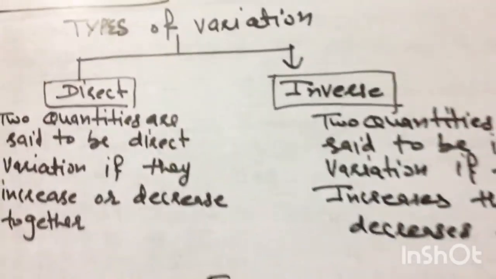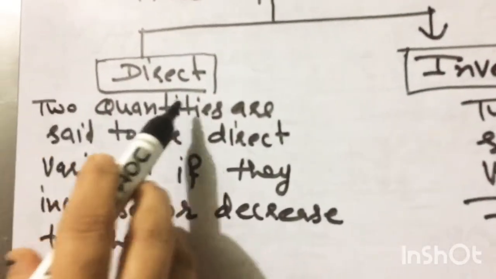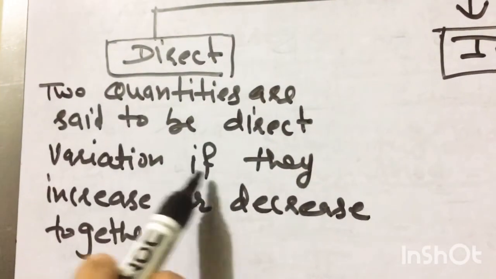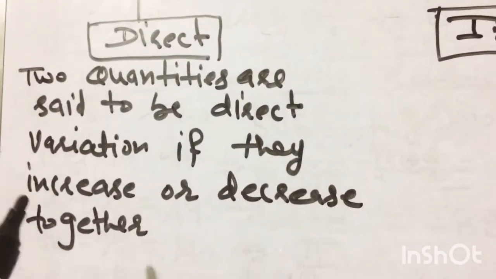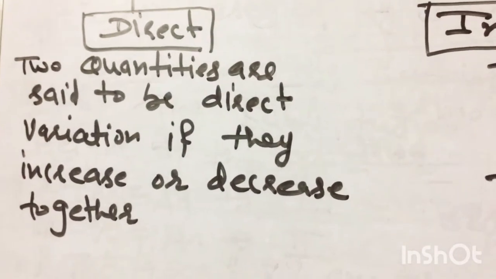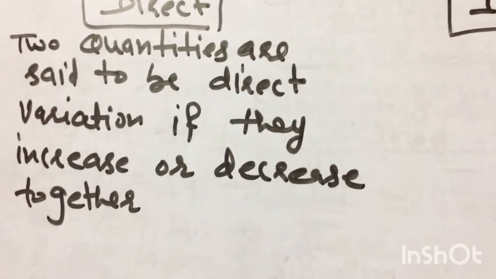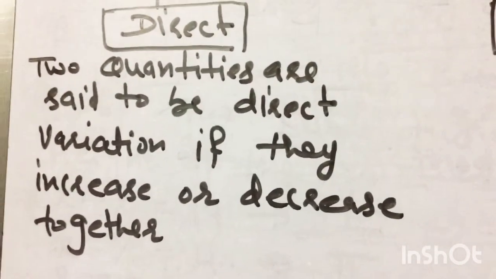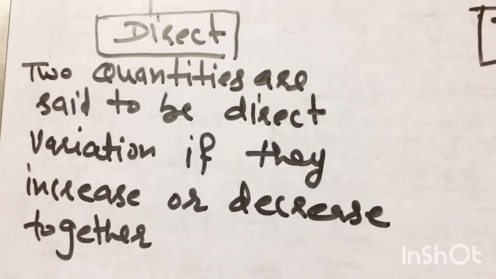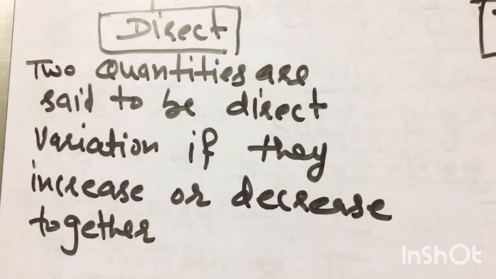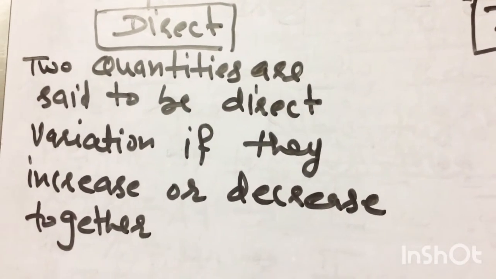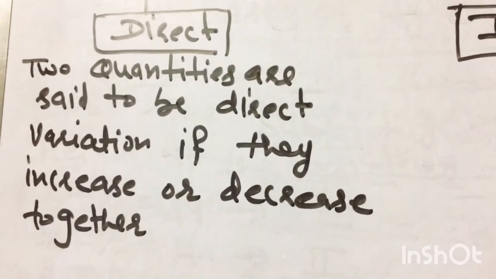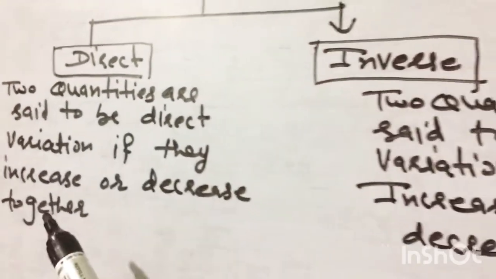What is direct variation? Two quantities are said to be in direct variation if they increase or decrease together. Both the quantities increase, or both equally decrease. For example, the consumption of petrol and the distance traveled by a vehicle is an example of direct variation. More petrol will cover more distance by the car. So these are examples of direct variation.